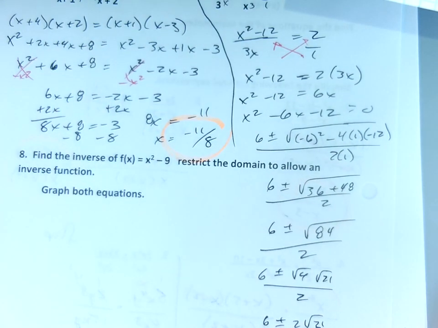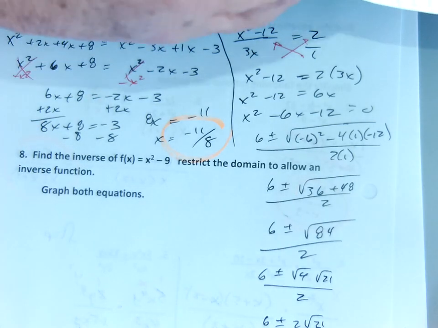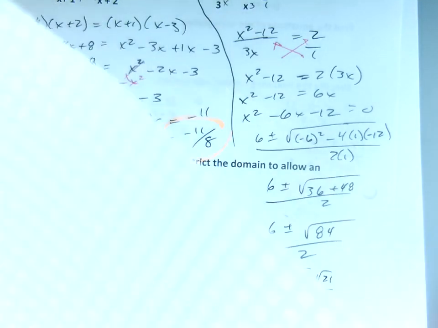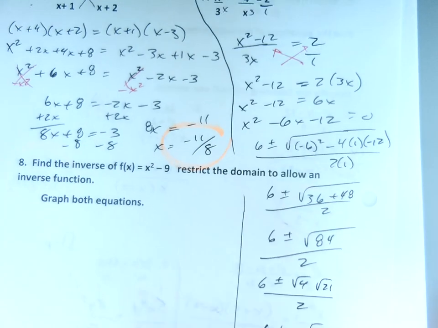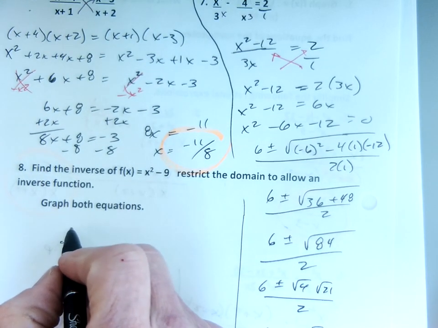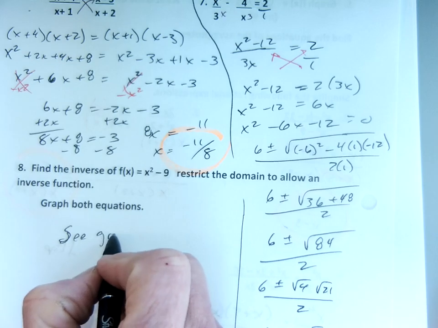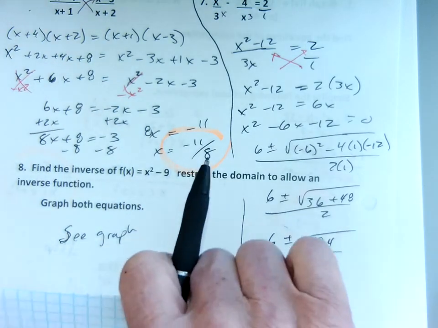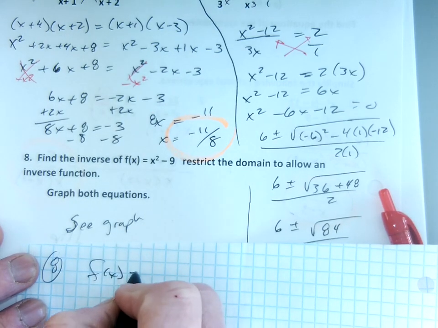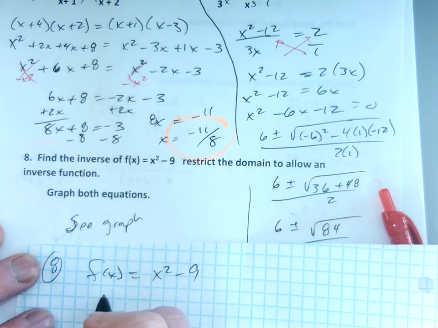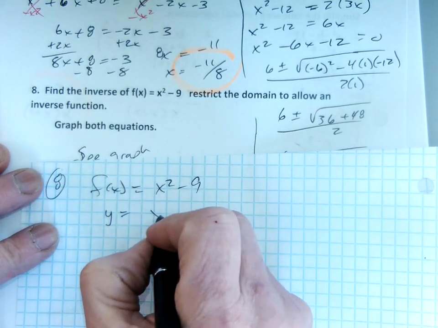Okay, 8. Find the inverse and restrict the domain to be able to graph both the inverse and the function. So let's do number 8 on graph paper. So first to find the inverse, let's just do it on graph paper. All right, number 8. f of x equals x squared minus 9, or y equals x squared minus 9.